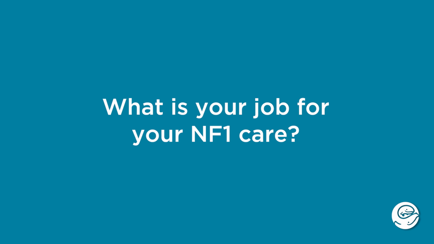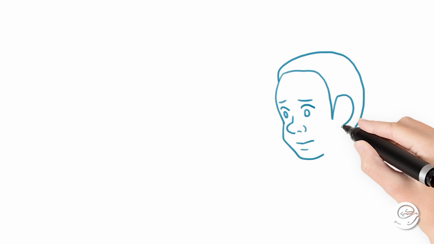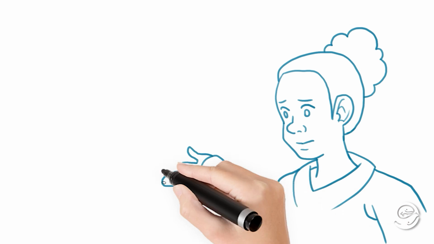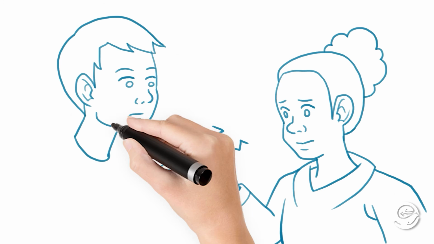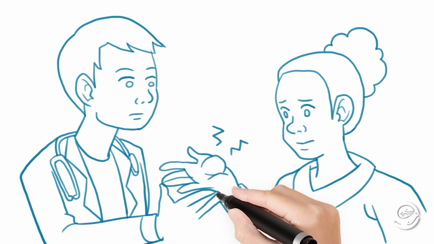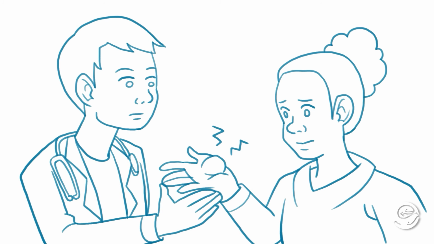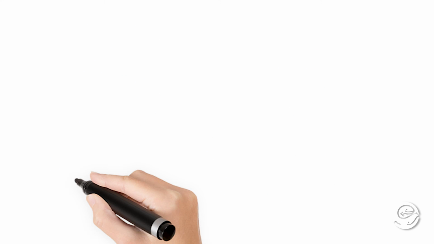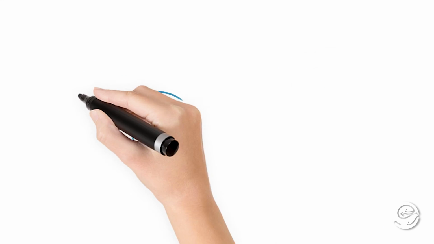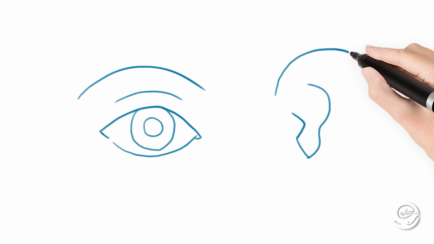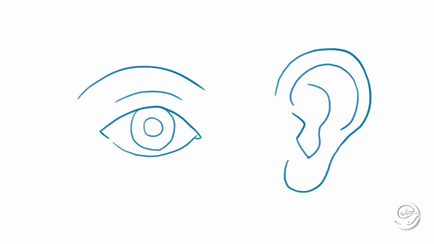What is your job for your NF1 care? See an NF1 doctor at least once a year. Let your NF1 doctor know if you have any lumps or bumps that are growing fast or are very painful. See an eye doctor at least once a year. Have your hearing checked at least every 2 to 3 years.